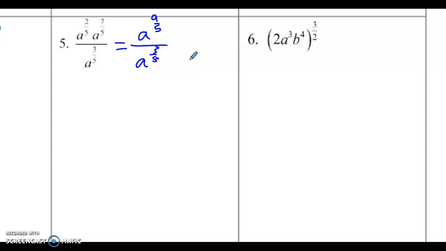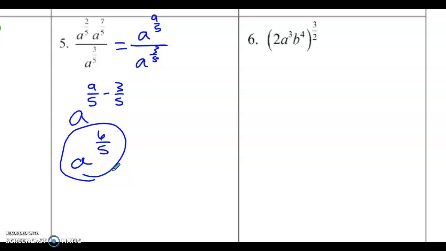So we're going to continue simplifying. So now, if I had a to the 9th over a to the 3rd, we're just going to subtract those exponents to make it a to the 6th. So a to the 9/5 over a to the 3/5, we're going to write it a to the 9/5 minus 3/5. So we can simplify it. If it asks for rational exponents, we can just write our answer a to the 6/5.